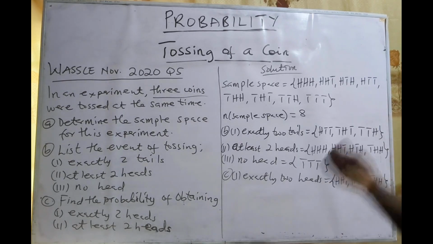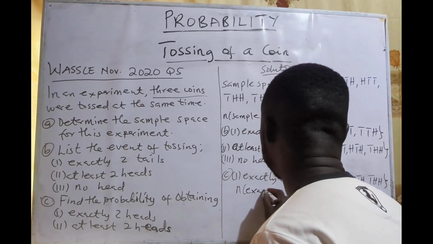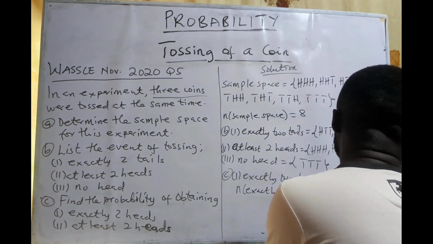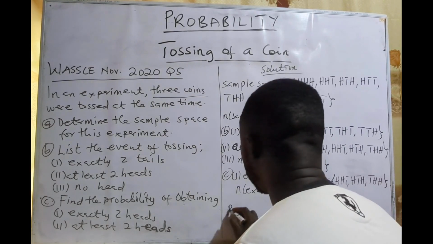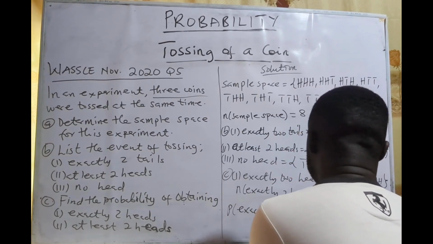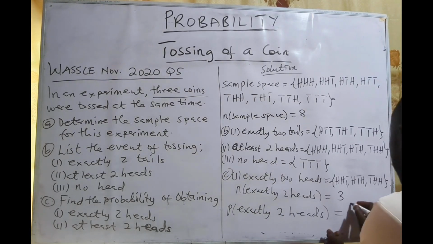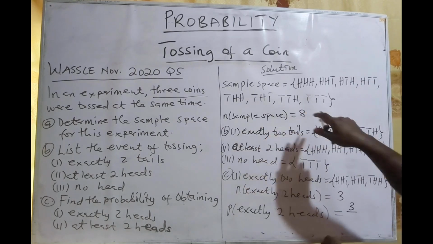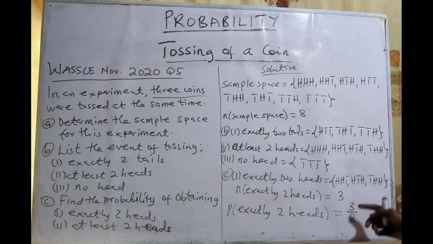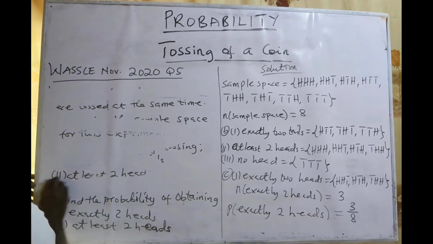So where we see 2 heads, that is what he's talking about. So the number of exactly 2 heads, how many are there? 1, 2, 3. So 3. Therefore, the probability of exactly 2 heads: we have 3, and the number of possible outcomes, the sample space, is what? 8. So the probability of exactly 2 heads will give us 3 out of 8. Then let's do the last one.